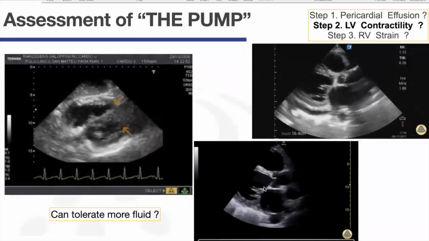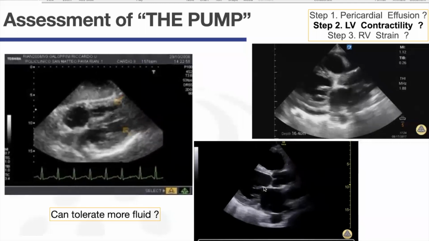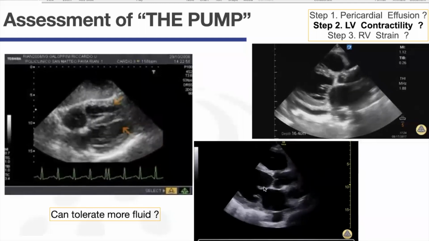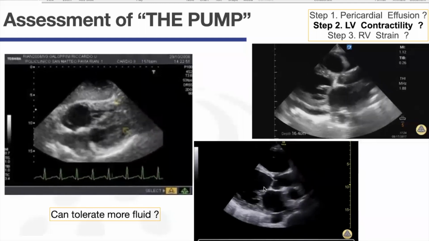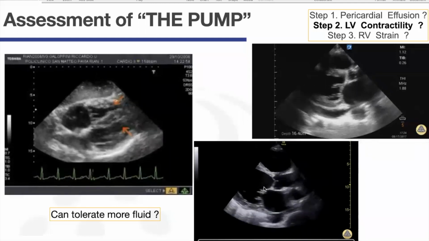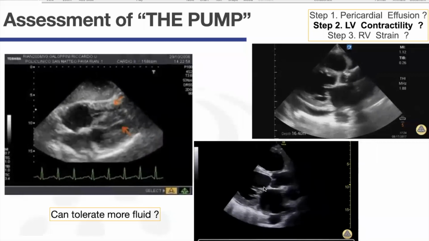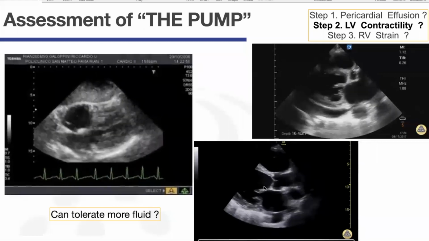So in this sort of patient where you have poor contractility of the heart, you would probably say that the most likely diagnosis could be cardiogenic shock, precipitated by myocardial infarction and/or ischemia.